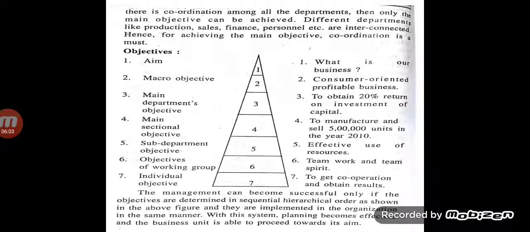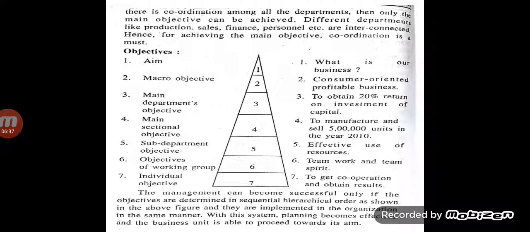The sixth objective is the objective of the working group, like in teamwork, in team spirit, in a group, etc. These points can give the answer of the objective of working in a group. The seventh point is the individual objective, or the individual's way of objective in the organization, because every employee in the organization is focusing on the individual side, like they want salary, profit, etc. So which types of questions can we ask to get cooperation and obtain results.